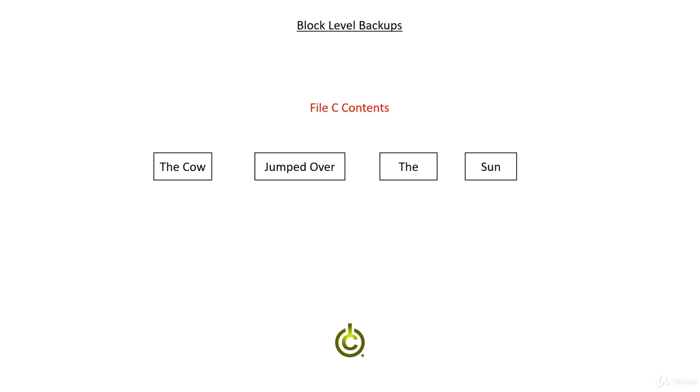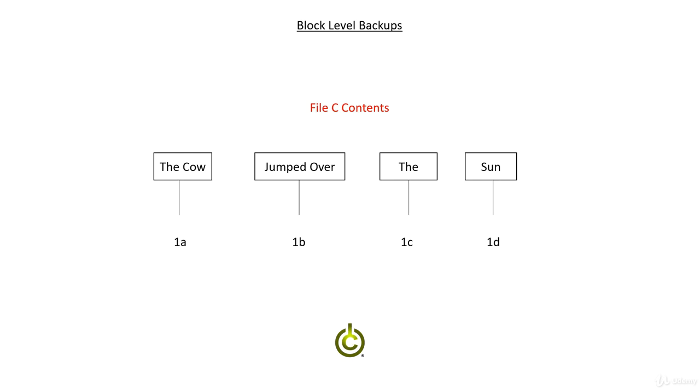Now in this scenario, we have file C, and also the contents of file C. Your computer basically keeps a record of the files and the addresses of the blocks that make up those files. So here in this scenario, using block level backups, we can reduce the amount of time it takes to back up a file, because we're not backing up the entire file. We're just backing up certain blocks that represent that file.